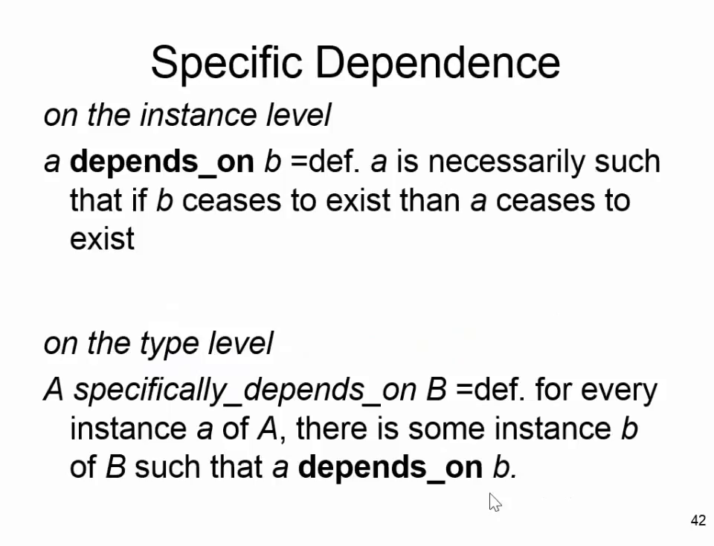So we can define specific dependence on the instance level. A particular entity depends on another particular entity if the first entity ceases to exist when the second entity ceases to exist. So the disposition of my hand to grasp will cease to exist if my hand ceases to exist. And on the type level, a universal specifically depends on another universal means every instance of that first universal depends on the second universal in the sense defined here. So relations between universals are defined in terms of relations between instances.